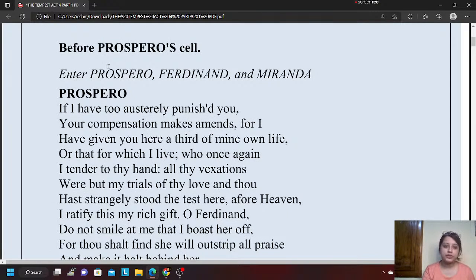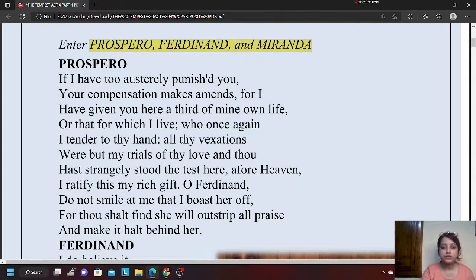Let's start. Before Prospero's cell, enter Prospero, Ferdinand and Miranda. So these three characters first enter the scene. Now see, if I have austerely punished you, what do you mean by austerely punished? Austerely means if I have been very strict, very severe, very harsh on you, then your compensation makes amends. Meaning, whatever I give you in return, in whichever way I compensate you, because I have done something wrong with you, so I have to give something on behalf of that. So whatever I'm going to gift you, it will make amends. It would be a great thing for you.